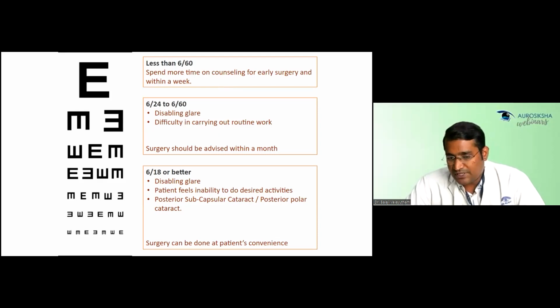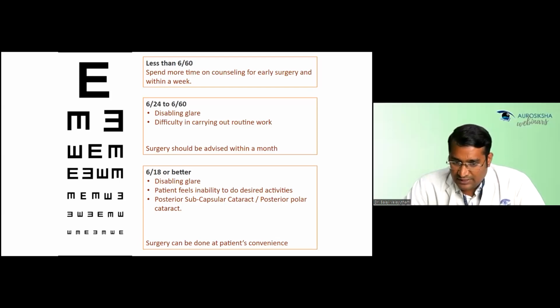If the patient has a vision between 6/24 and 6/60 and has disabling glare or has difficulty in carrying out routine work, you can explain about the nature of the cataract and how it progresses. What happens if the cataract surgery is not done in time? What are the consequences? And have them plan the surgery within a month. This is a rough guide. You'll have to change depending on each patient and each situation.